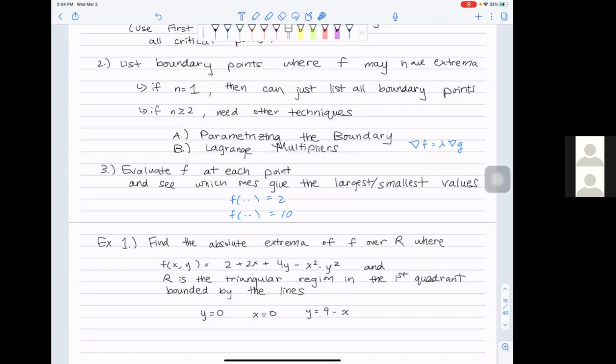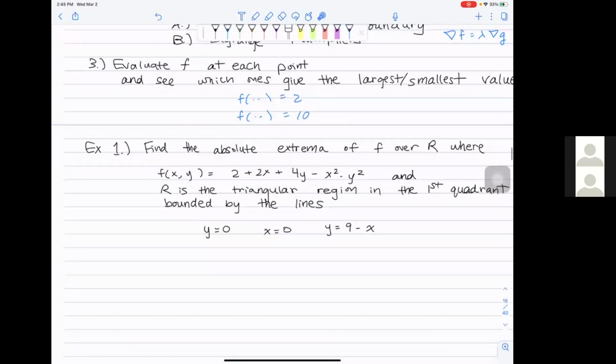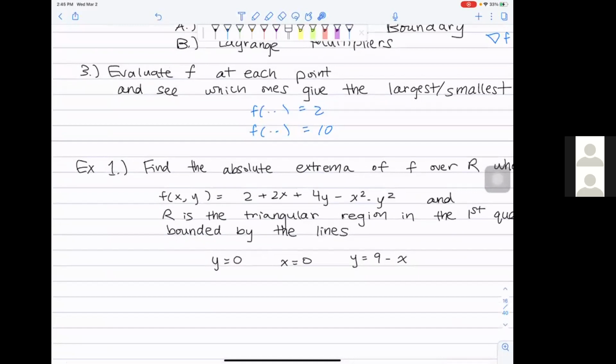Second step, we need to find the boundary points. So let's call it 2a. Let's first know what this region is. Right now, they're telling us that the region is this triangle. So y equals 0, that's this line. x equals 0, that's this line. And then y equals 9 minus x is this line. And so we have a y-intercept of 9 and an x-intercept of 9.